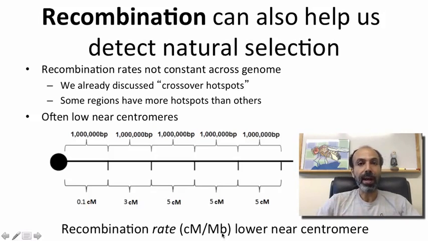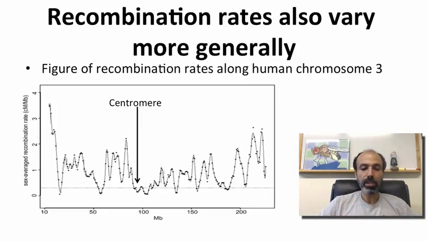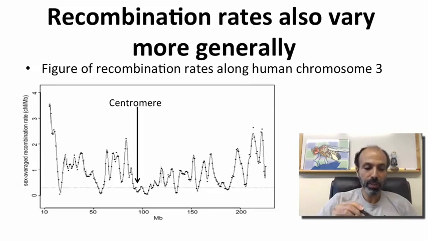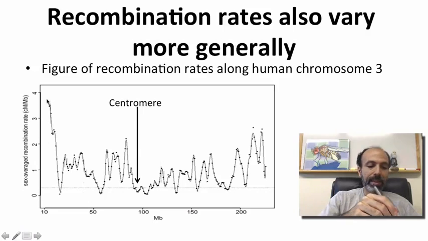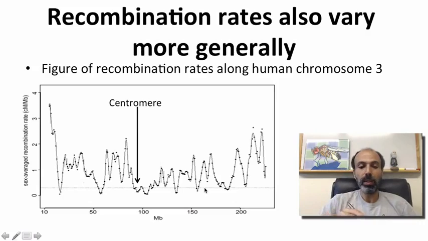So let me show you an actual picture of human recombination rates. This is looking across chromosome 3 of humans. So you see here near the centromere, recombination rate is low, but here on the x-axis is position in millions of bases. On the y-axis is the average recombination rate. We see here near the end, the recombination is pretty high, goes down, up, down, etc., but low again near the center. So it's very variable.